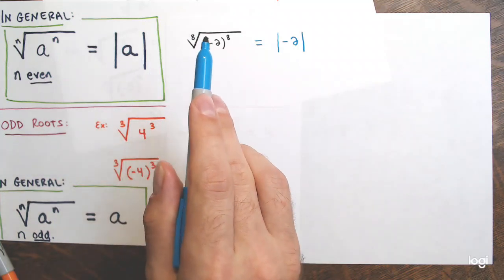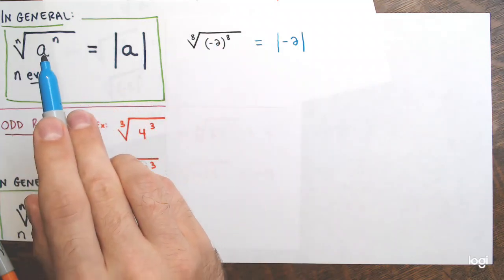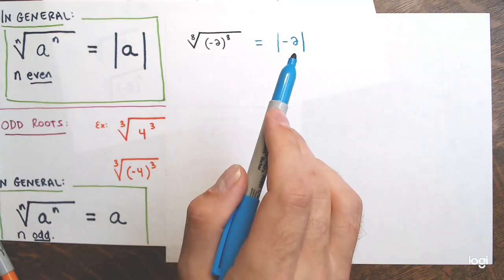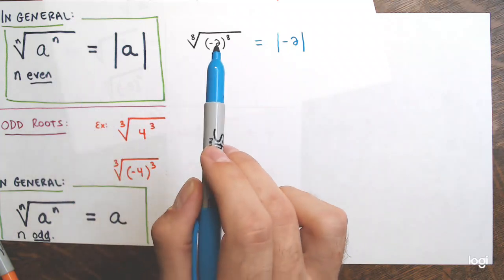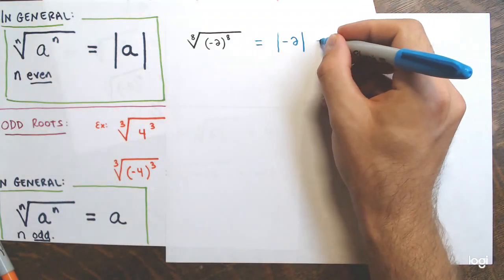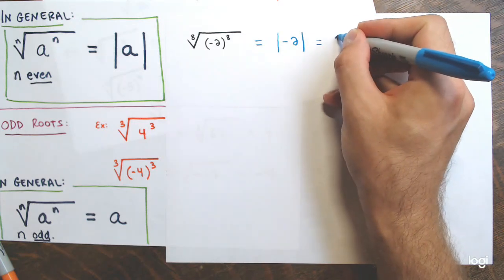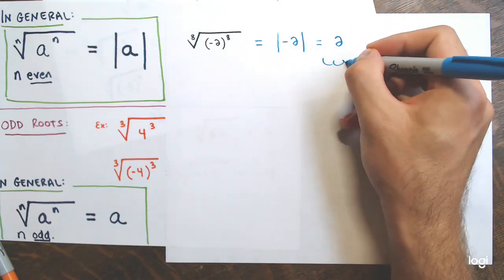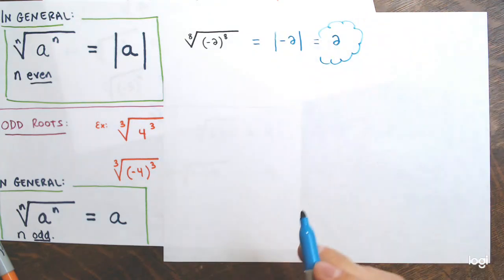where the value of n is 8, and the value of a is the -2, right? The base on the power of 8. And what is the absolute value of -2? That is simply +2, right? So the value of that expression is +2. Great, not -2. All right, and finally, I have one more for you.